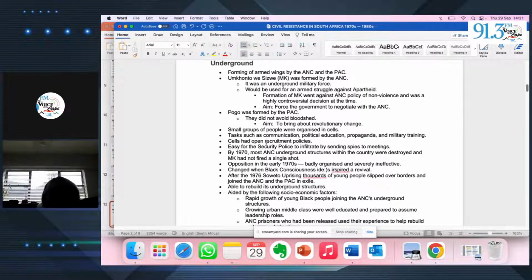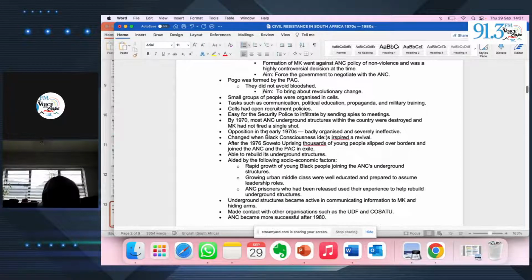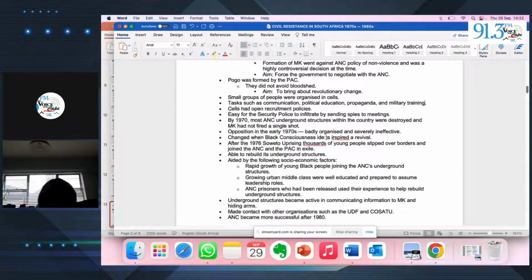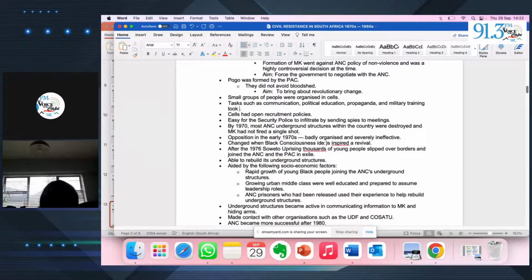Small groups of people were organized in cells, and tasks such as communication, political education, propaganda, and military training took place. The cells had open recruitment policies. This means that it was easy for people to join, which resulted in the security police finding it easy to infiltrate it by just sending spies to the meetings, as there were open recruitment policies in the cells.